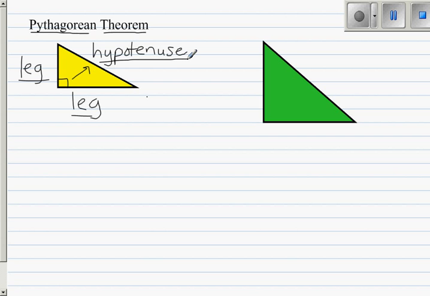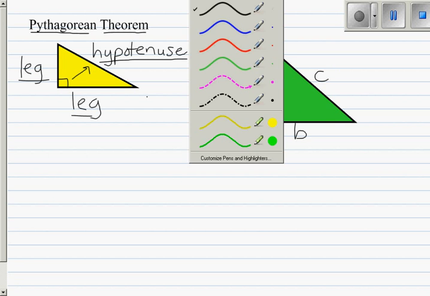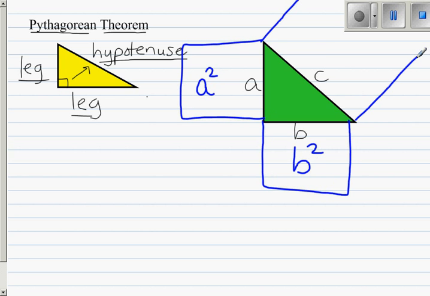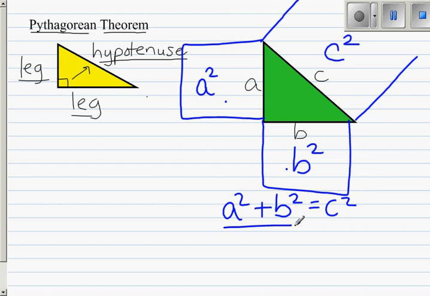Now, if we call the legs A and B, and we call the hypotenuse C, then we can draw a square off of side A, and the area of that square is A squared. We draw a square off of side B, and the area of that square is B squared. And do the same technique to the hypotenuse, and if we calculated that area, it would be C squared. Through some experimentation, we discovered that there's a relationship between A squared, B squared, and C squared, and we came up with A squared plus B squared equals C squared. And that actually is indeed the Pythagorean theorem.